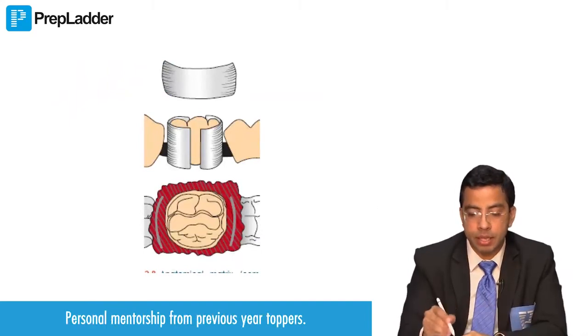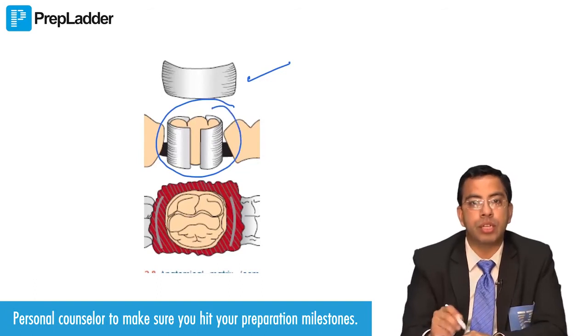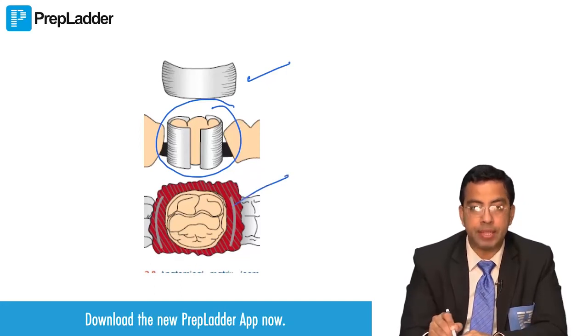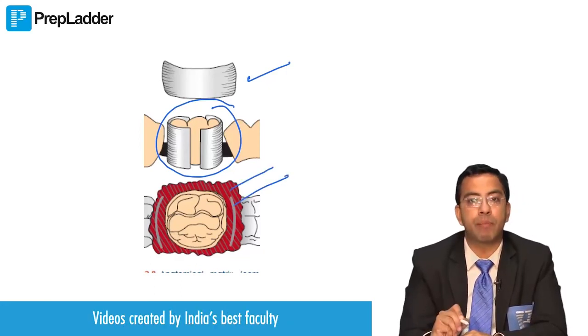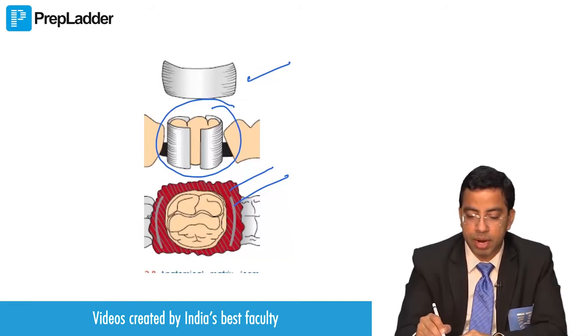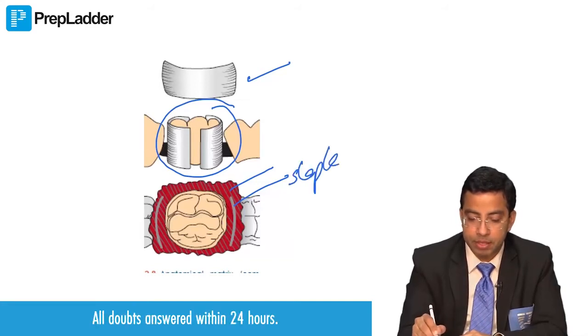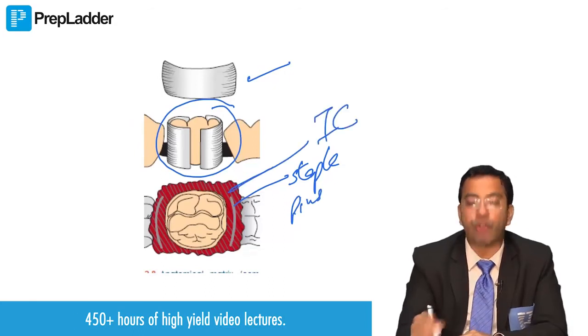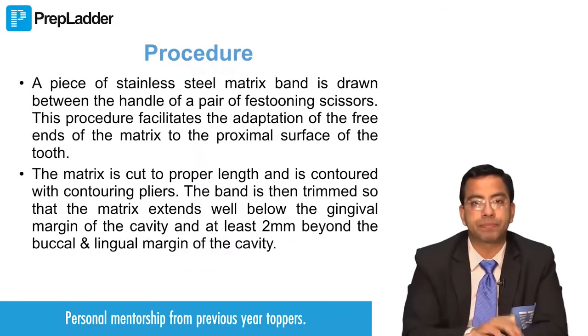So this is how it is. There is a band, you contour it according to the tooth structure, and then you support it in position by the use of staple pins and by the use of impression compound. So these bars are called staple pins, and this red area is your softened impression compound.